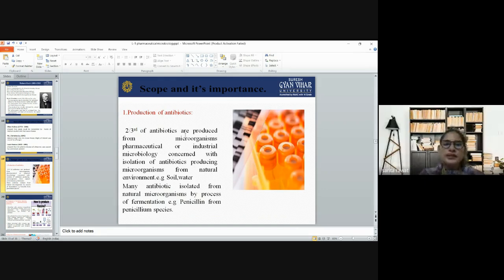So the first is production of antibiotics. It is a very important role of microbiology nowadays. Two-thirds of antibiotics are produced from microorganisms. Pharmaceutical or industrial microbiology is concerned with the isolation of antibiotic-producing microorganisms from the natural environment, like soil, water, and many others. Antibiotics are isolated from natural microorganisms by the process of fermentation, for example, penicillin from the Penicillium species.